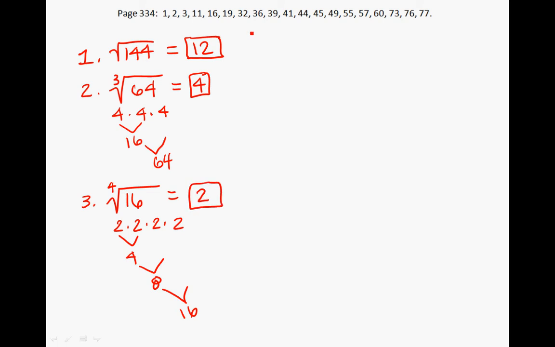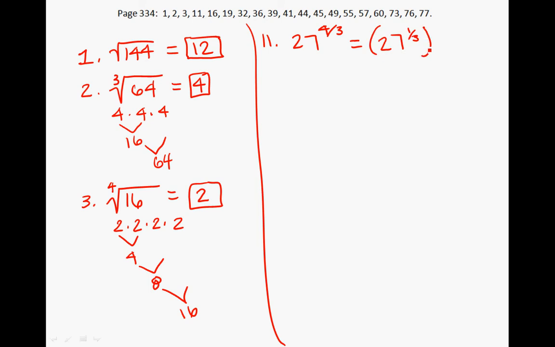Okay, I'll go ahead and do number 11 on here before I clear the screen. We have 27 to the 4/3. So if you remember during the classwork in class, I told you guys to deal with the denominator first. So essentially what we have is 27 to the 1/3, and then we'll deal with the 4 later on. So the cube root of 27 is what that's asking for.